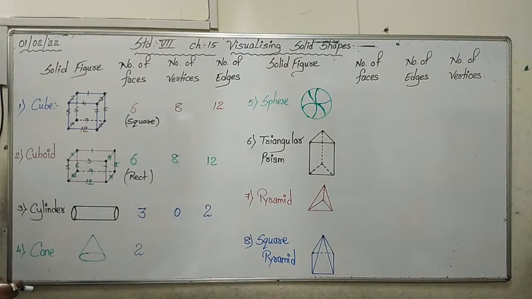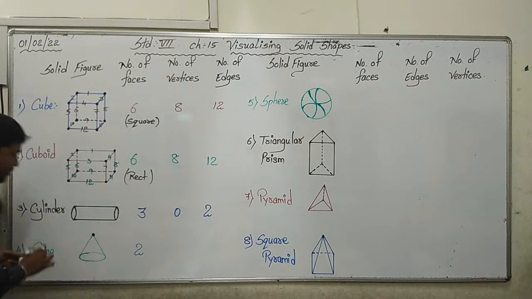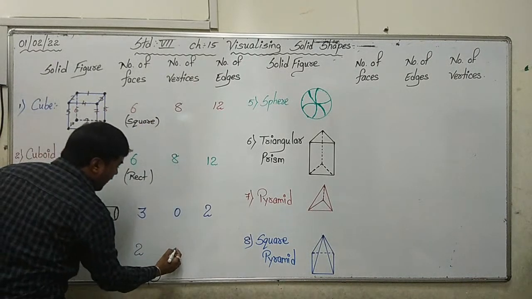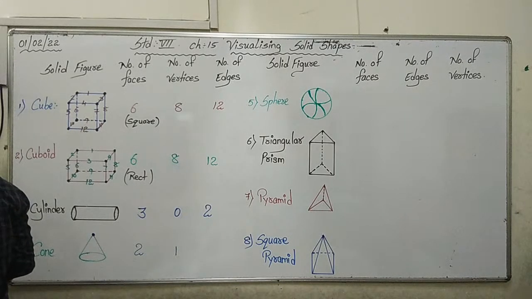Let me just check the number of vertices. Can you find the number of vertices? Yes, I can find it over here. You showed this vertex. So how many vertices are there? There is one vertex. There is only one vertex. Right?